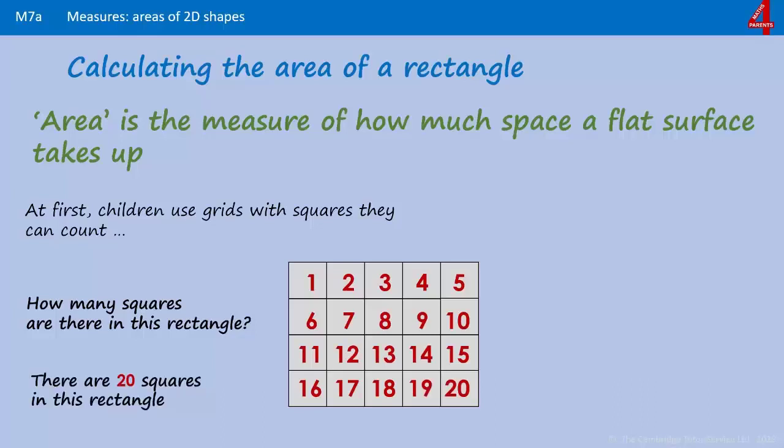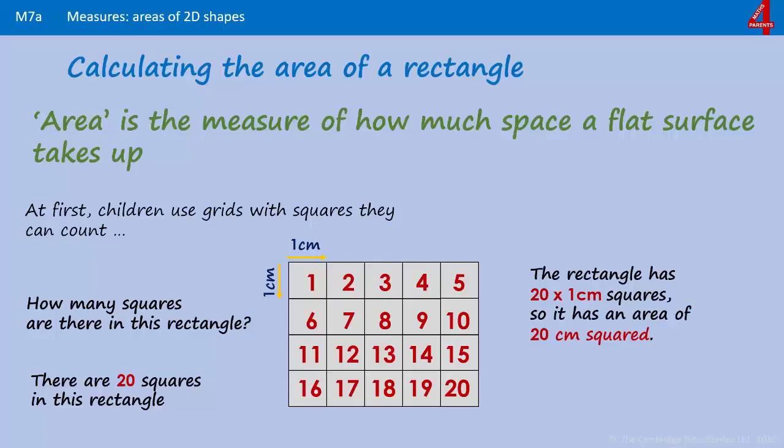We'll find that you have 20. There are 20 squares in this rectangle, and remember, each of those squares is a centimetre square. If you have 20 1 centimetre squares in your shape, then the area of that shape is 20 centimetres squared, and we write squared like this. There's a little 2 that looks as if it's in the air.